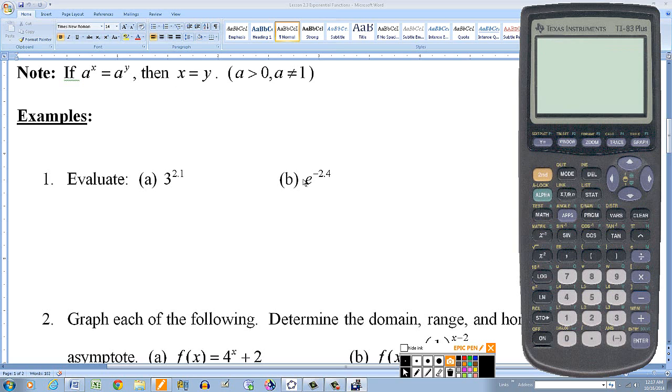Clear. Okay, now we want e, that's your exponential, e to the negative 2.4. So we find the e over here, hit the second, and then ln. Okay, there's the e. And evaluate that at negative 2.4. Close parentheses. Hit enter. There we have it. So to two places, that would be 0.09. Let's clear this.